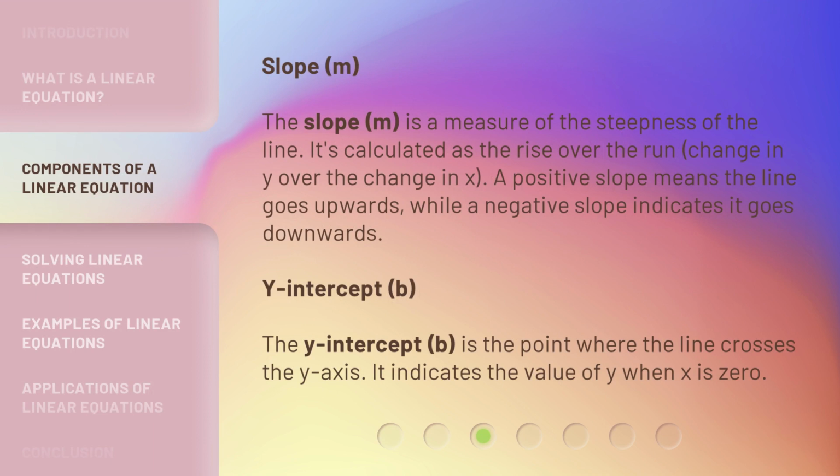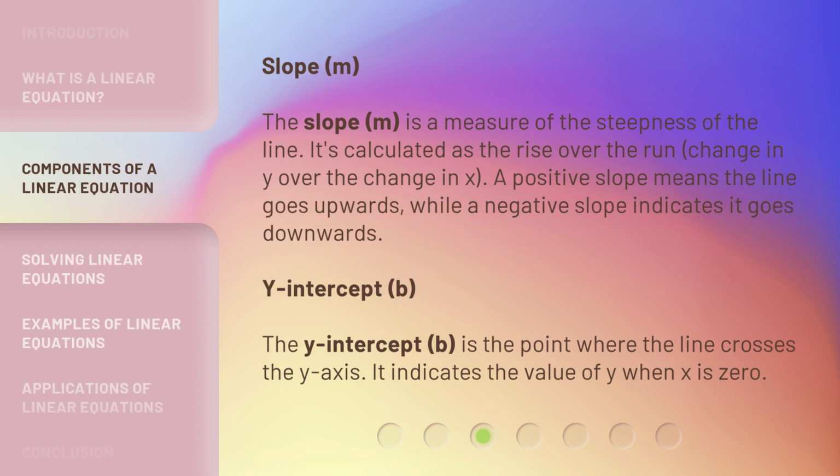Slope m. The slope m is a measure of the steepness of the line. It's calculated as the rise over the run, change in y over the change in x. A positive slope means the line goes upwards, while a negative slope indicates it goes downwards.